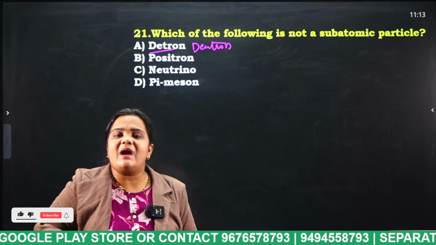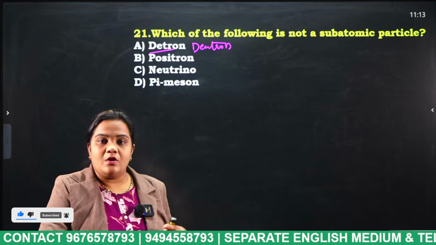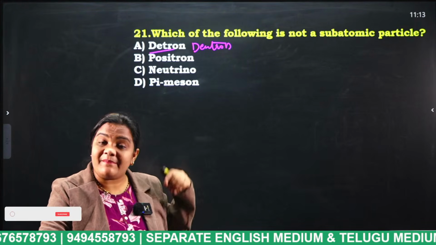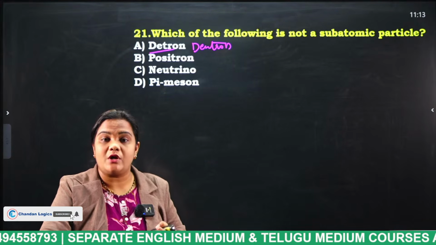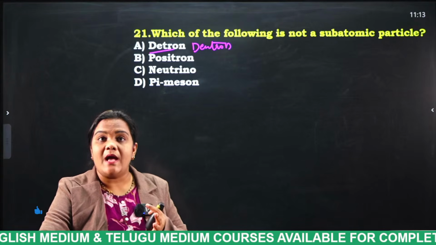Actually, what are the subatomic particles, students? What we all know: proton, neutron, electron. Not only that, even we have some other subatomic particles like positron. So positron is nothing but the antiparticle of electron. I have already discussed.